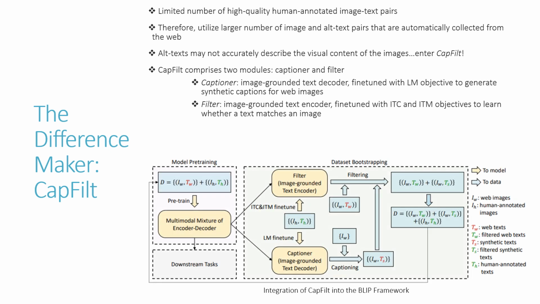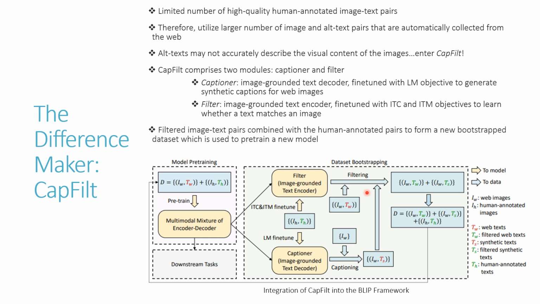The original human annotated images and unfiltered web images are first pre-trained with the MED. After the captioner and filter are fine-tuned, both the original web text and the synthetic text from the captioner are fed into the filter to remove noisy text. A text is considered to be noisy if the ITM head predicts it as unmatched with the image. The filtered image-text pairs with the human annotated pairs are then recombined to form a new bootstrapped dataset, which is used to pre-train a new model. This process can be repeated several times.